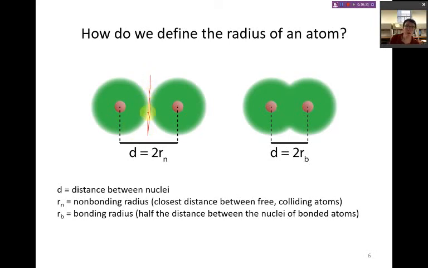Okay. Now, however, once we start looking at bonding and molecules, we can see that those elements are going to get closer to each other. And so we have a bonding radius that is smaller than the atomic radii of the free atom.